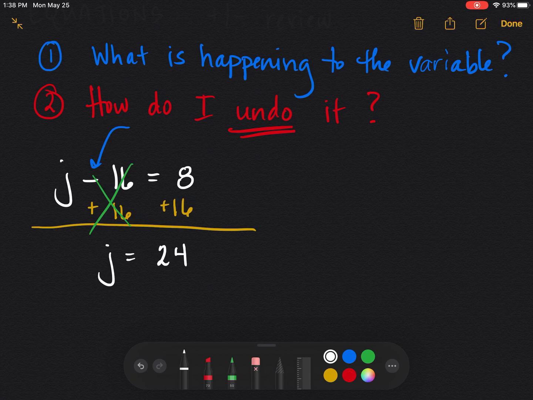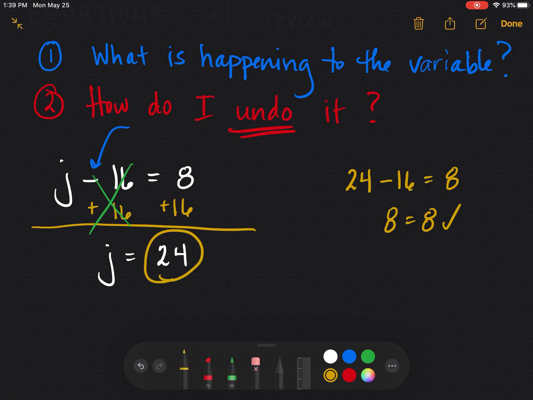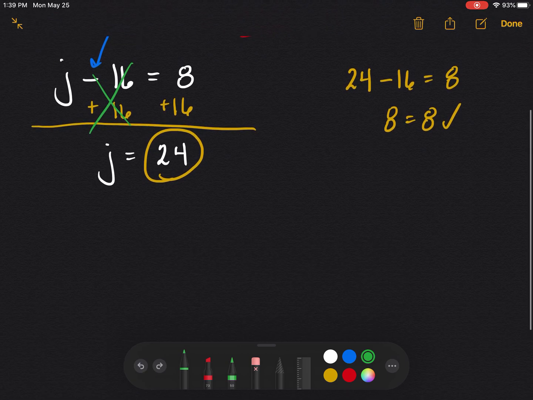All right, and again, you're going to go back and do your check. You're going to plug 24 in for j, 24 minus 16 equals 8. And that does indeed check out. 8 equals 8. Okay, now you're going to circle this as your answer. Some of you are circling this as your answer. Don't do that. Okay, that's confusing to me. Circle your actual answer so I can find it.